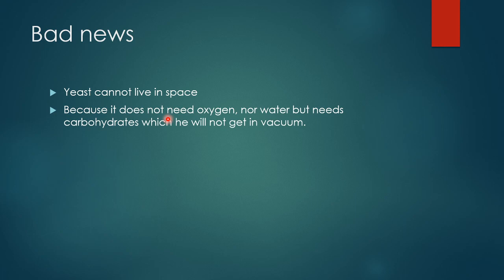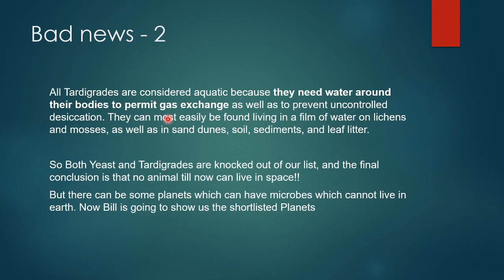So yeast cannot get carbohydrates in the vacuum. Next, bad news too. All tardigrades are considered aquatic because they need water all around their bodies to permit gas exchange as well as prevent uncontrolled desiccation. They can most easily be found living in film and water, lichens and mosses, as well as in sand dunes, soil, sediments, and leaf litter. So tardigrades cannot live in a vacuum because they need water all around them to permit gas exchange.